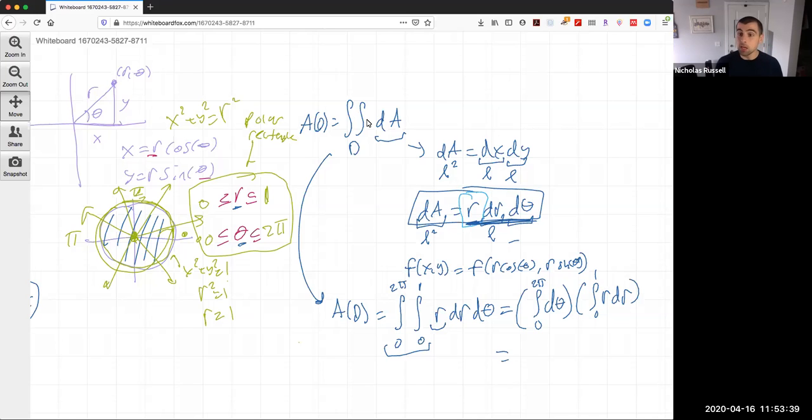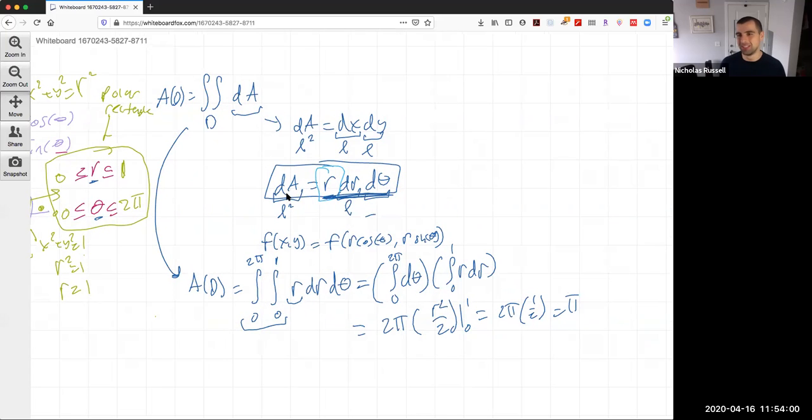The integral from 0 to 2 pi of just 1 d theta is just b minus a, so it's just 2 pi. The integral of r is just r squared over 2, evaluated between 0 and 1. So it just becomes 2 pi times 1/2, which is pi, which is the area of a circle, which makes sense. So kind of like putting everything together really quickly before we start getting into more complicated problems, right?